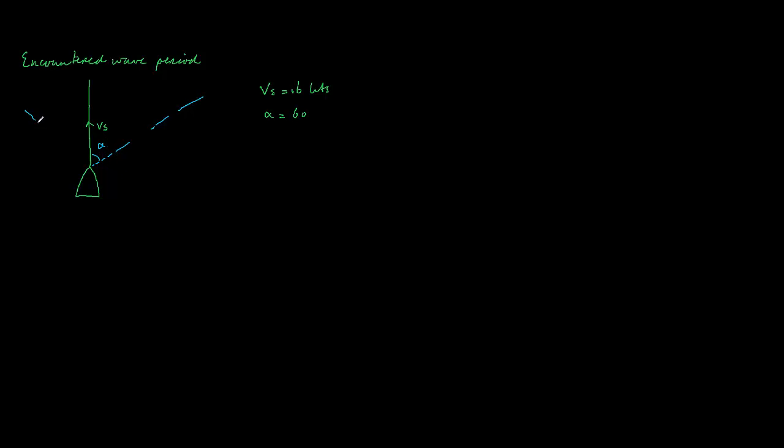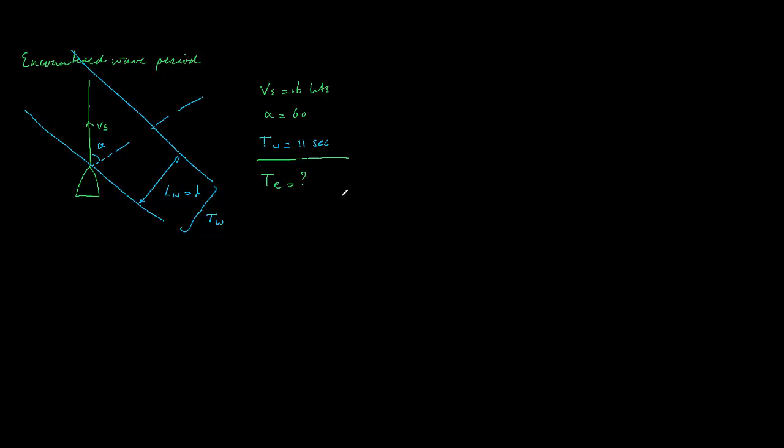Perpendicular to it we have the wave crests here and there. So this will be the length of the wave, sometimes called lambda. What we know is that the time of the wave, the time between the wave crests, is something like 11 seconds. So what we would like to calculate is the encountered wave period, so from this we would like TE equals something.